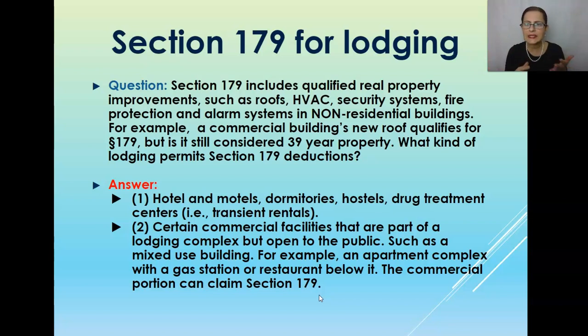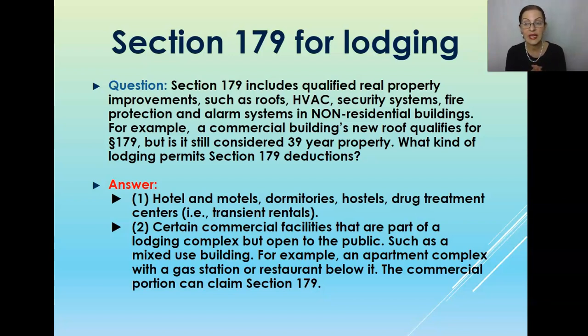And if you ask me, why is it this list and not some other stuff? It's just because Congress decided these are the improvements that are going to qualify. I didn't make these choices. This is what's in the code. All right, so roofs, HVAC, security systems, fire protection, and alarms in non-residential buildings. So a commercial building's new roof qualifies for Section 179, but it's still considered 39-year property.